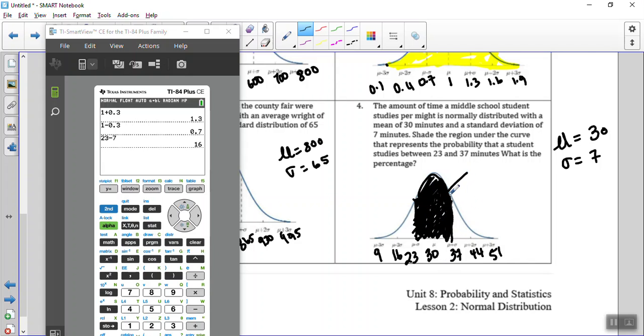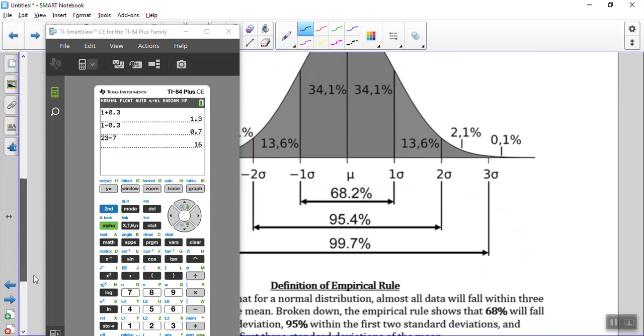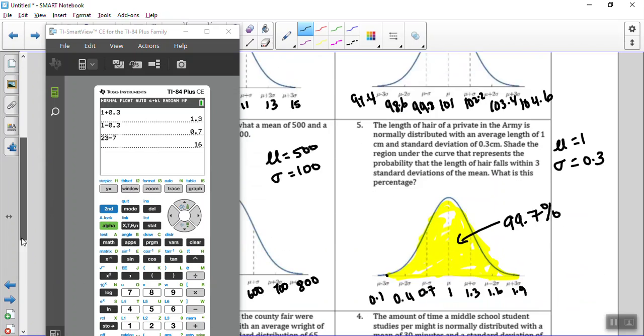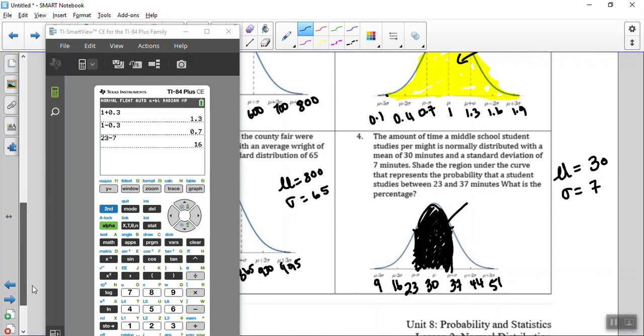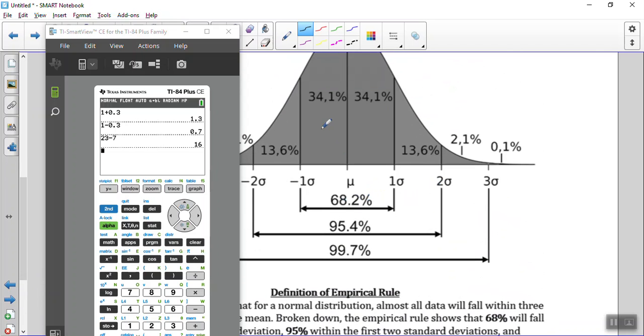Okay. And then now we're looking for this area right here. It says what is the percentage. So now we're going to go back to our chart here. It looks like we were within 2 standard deviations, which was at 95.4%. Okay, so actually we weren't within 2, we were within 1 standard deviation, which was actually at 68.2%. Okay, 68.2% if you're within 1 standard deviation. Okay.